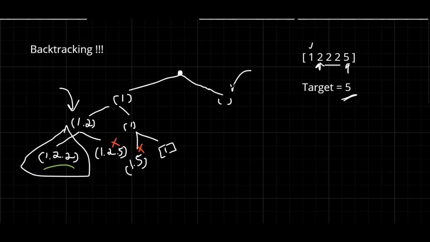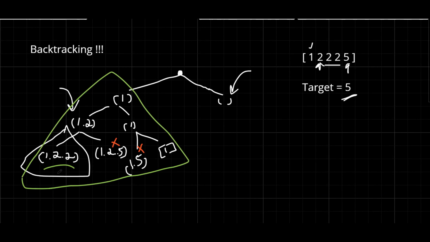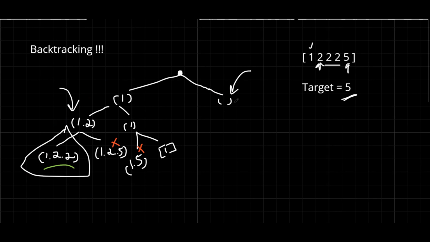Now for this empty cell, we have only the 5 remaining because we applied all the elements 1 and 2 in this subtree, but we were not able to take 5 in this subtree. So we can take 5 in this subtree. Now from this empty cell, we can take 5 as consideration. If we take 5, our current vector will contain only the 5. If we ignore 5 here, our current vector will remain empty.